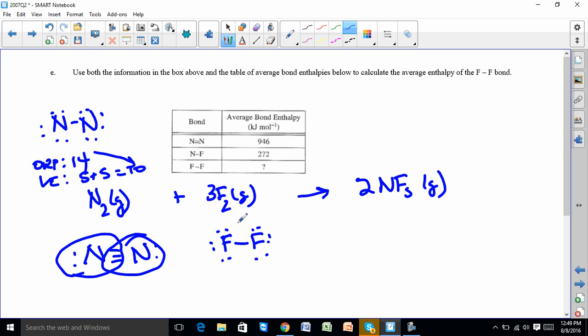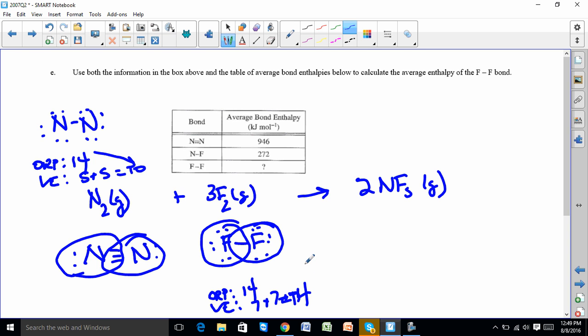Here's why. This guy has 8. This guy has 8. ORP is 2, 4, 6, 8, 10, 12, 14. So on this guy, ORP is 14, and VE is 7 plus 7, or 14. And so that's the picture. And then we just drew this.